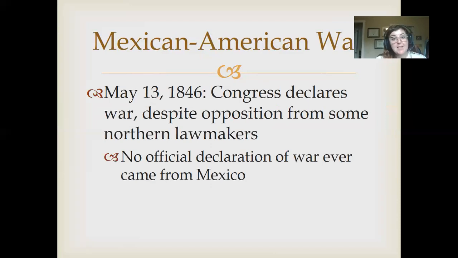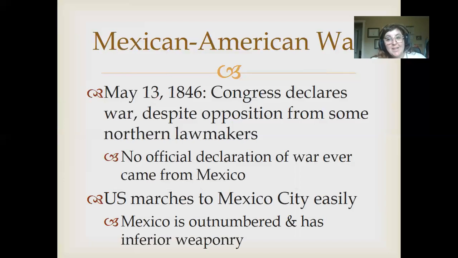On May 13th, 1846, Congress declares war, despite opposition from some northern lawmakers who were hesitant to get the US into another war, right? However, no official declaration of war ever came from Mexico, because essentially that would be admitting that Texas had seceded away from Mexico. So they never actually officially declared war. So it's kind of pretty one-sided.